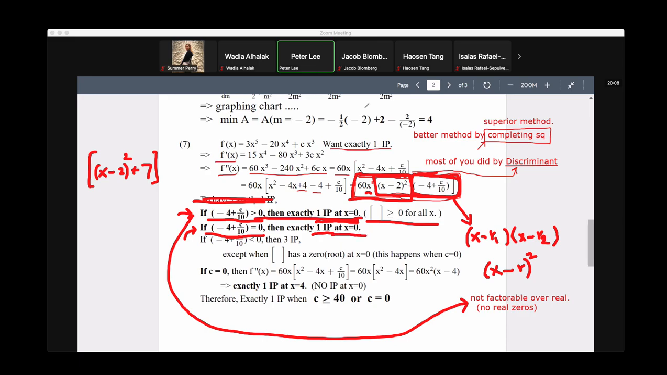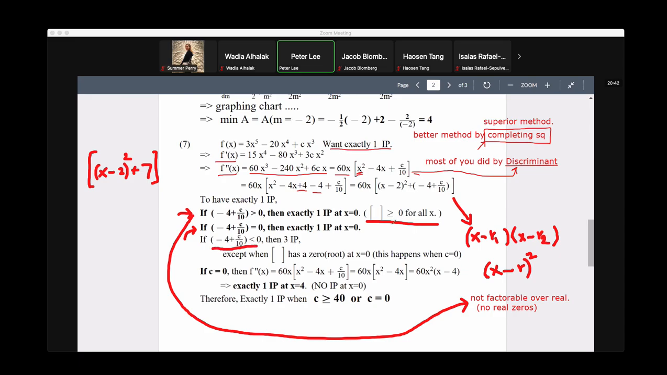And now the third case is, as most of you figured out, the case when this guy right here is actually less than 0. So what happens if this guy right here is less than 0? Now, I think we need to see better, so let me erase this stuff here. So again, if minus 4 plus c over 10 is less than 0, let's look at this one more time. Okay, I'm sorry.